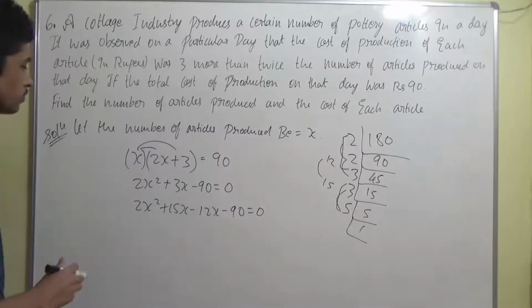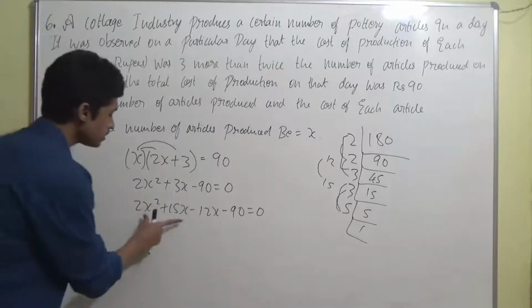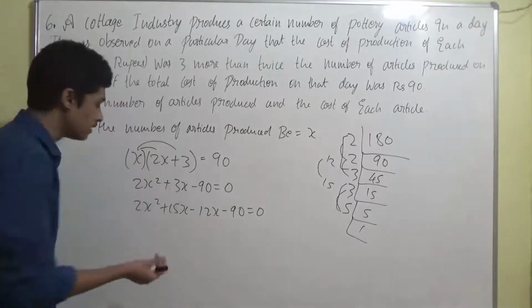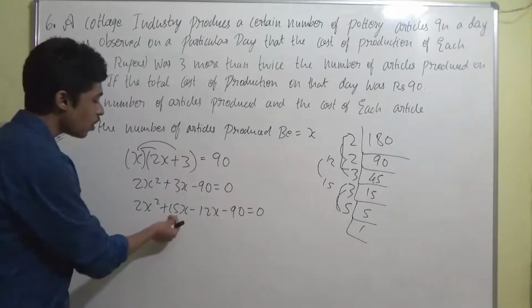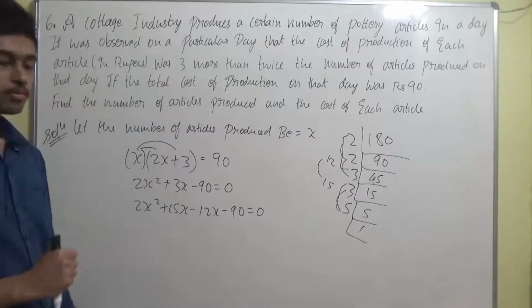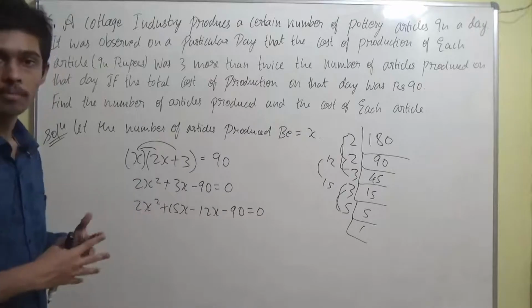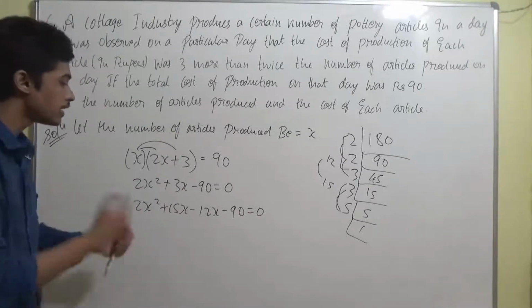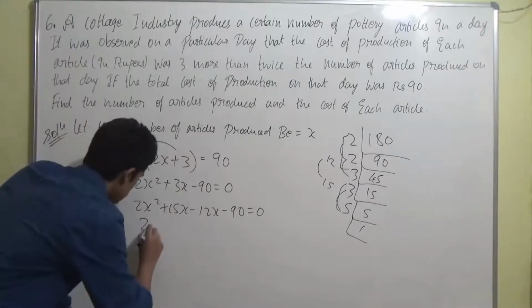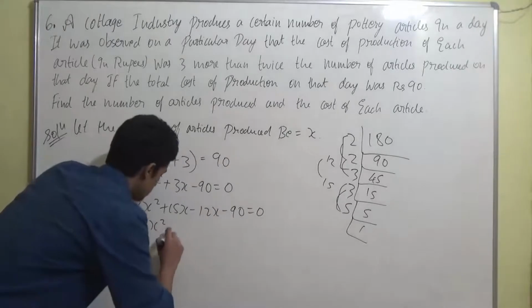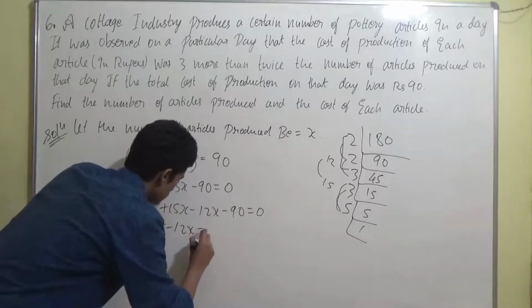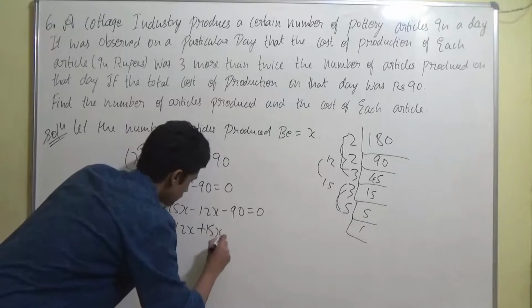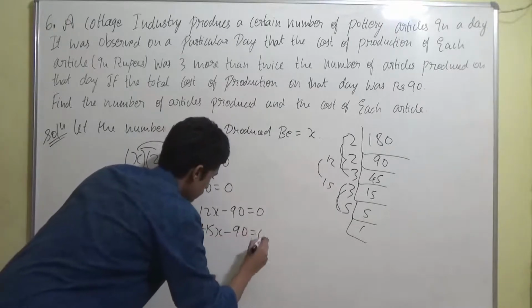Done. Now we'll start taking common. If you see, guys, between these two terms you can't take anything common, because this is an even number and this is an odd number. So we'll rearrange now: 2x square minus 12x plus 15x minus 90 equal to 0.